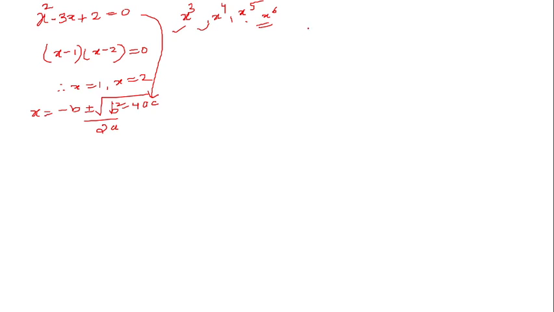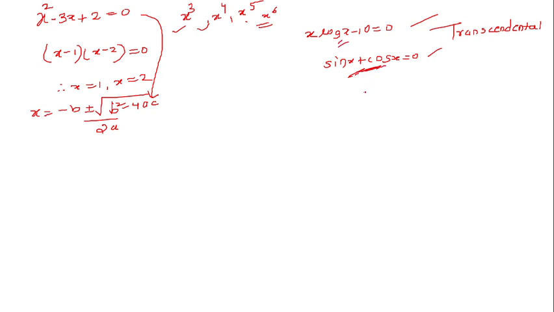As well as, suppose we have this equation. Suppose I will write x log x minus 10 equal to 0, or you can say sin x plus cos x is equal to 0. How will you find the roots of this equation? There is no method available. So these equations are actually called transcendental equations. The equations which contain trigonometric functions, logarithmic functions, or sometimes exponential functions are called transcendental equations.